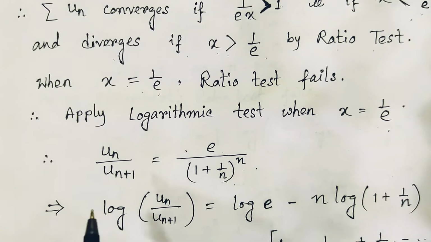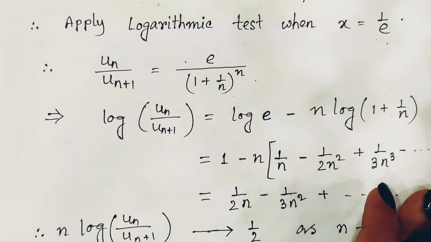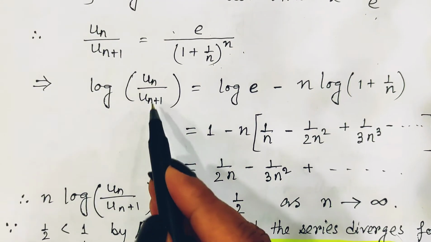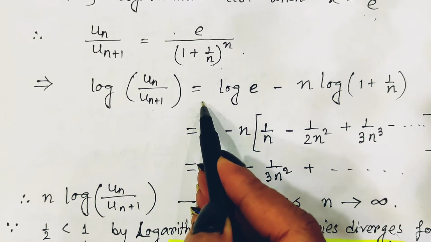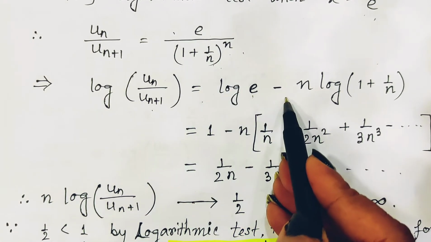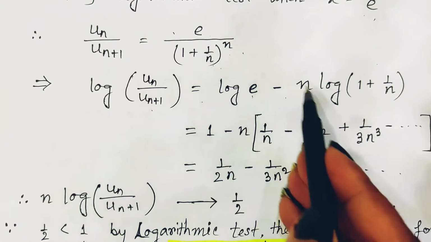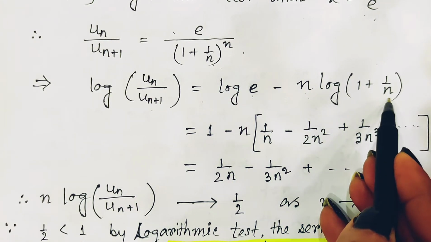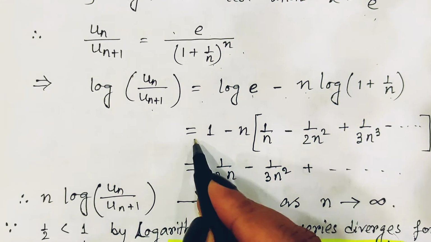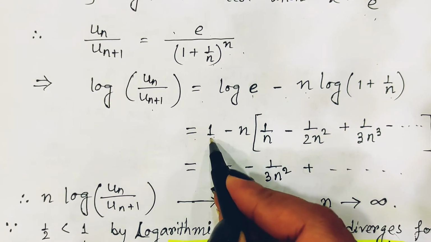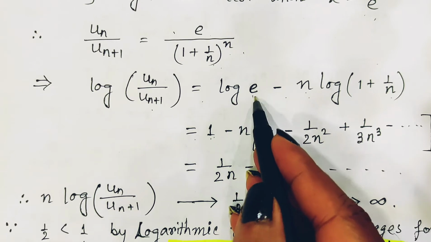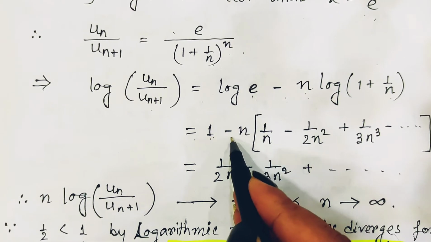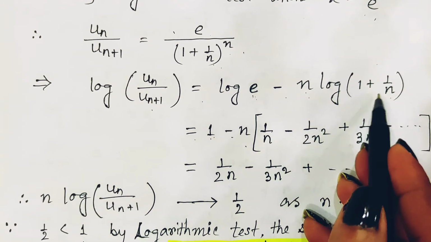Now we just take log on both sides. So if we take log on both sides, then what we will find out? We find that log of un divided by un plus 1 is equal to log e minus n into log of 1 plus 1 upon n. So here log e is equal to 1. We know that log e is always 1. So now it is 1 minus n times log of 1 plus 1 by n.